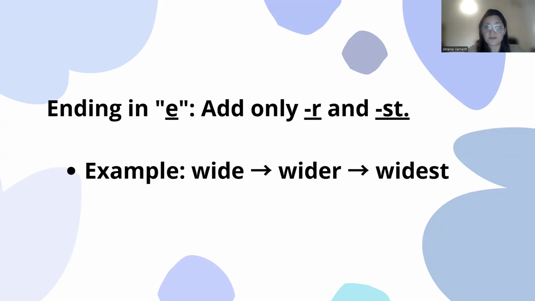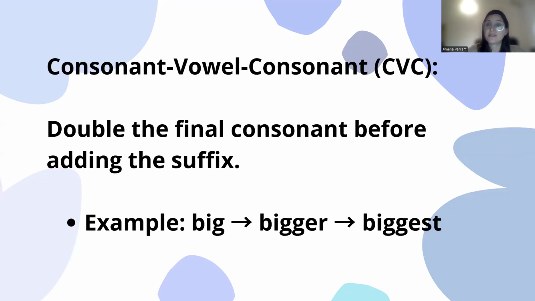If the adjective ends in e, we only add r or st. For example, wide, wider, widest. Another exception. If the adjective has the structure consonant, vowel, consonant, we have to double the final consonant before adding the suffix er or est. For example, big, bigger, biggest.